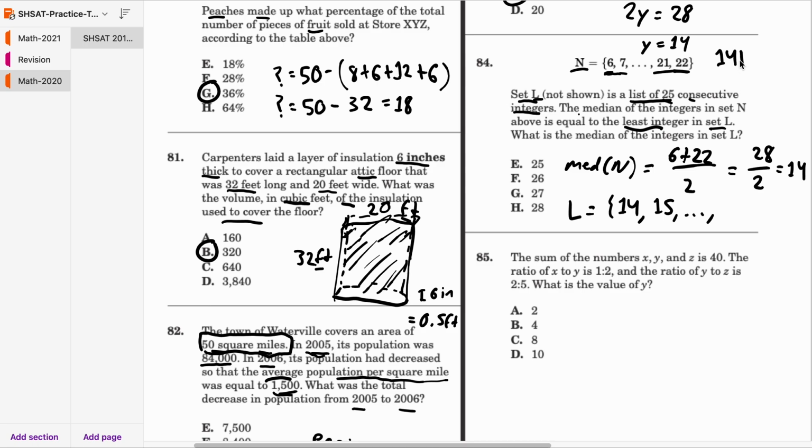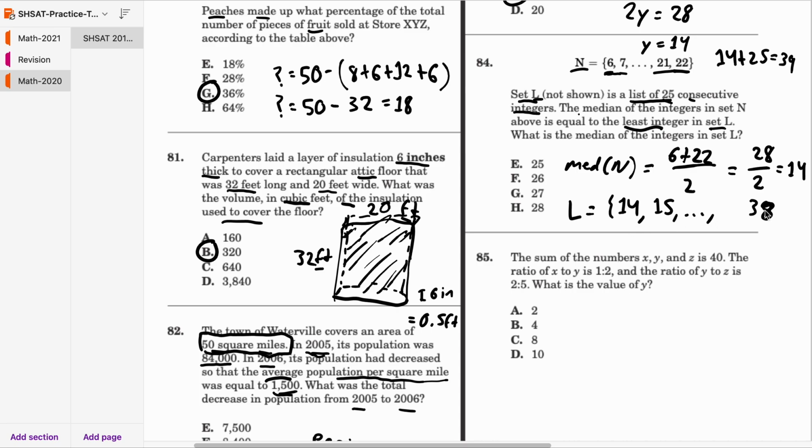It wouldn't be 14 plus 25, so it wouldn't be 39, because if it were to go to 39, this would actually be 26 integers, right? You can think about it: let's say it went up to 16. The difference between 14 and 16 is 2, but it's actually 3 integers. So it would actually be up to 38, right?